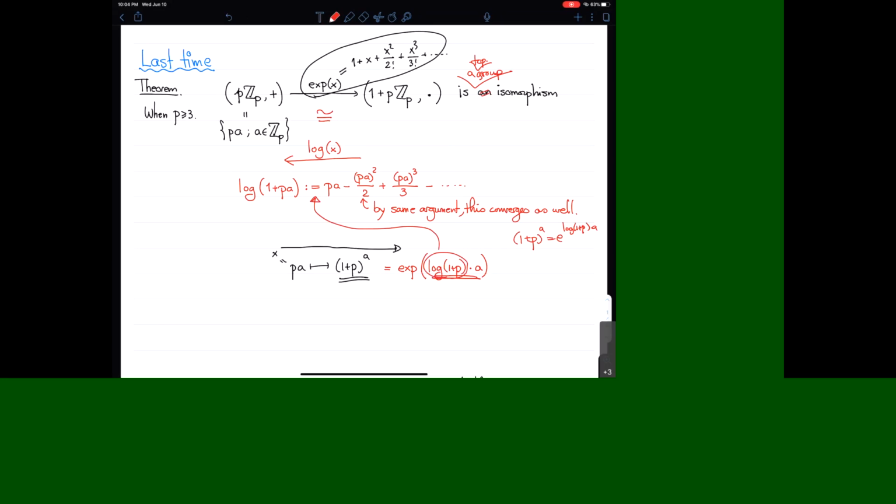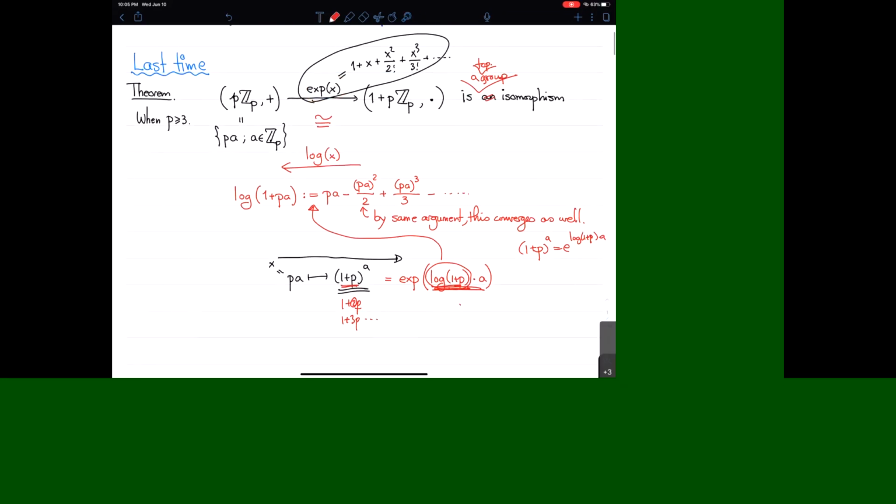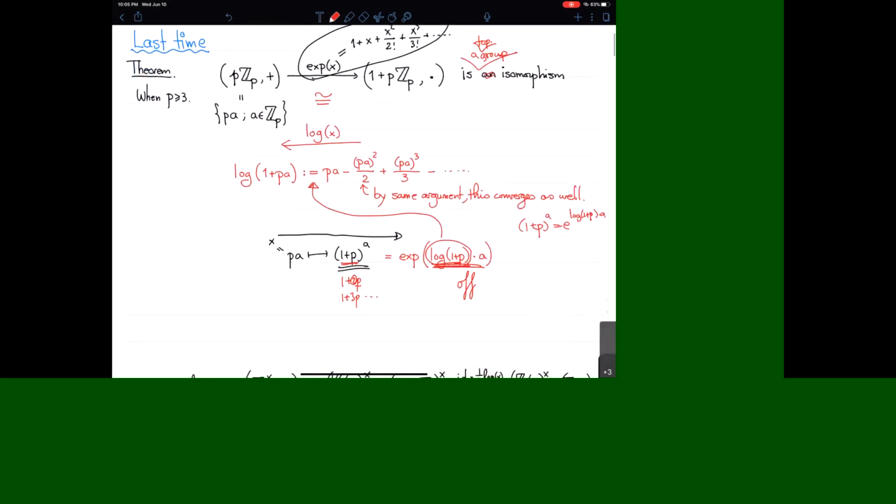In fact, you don't have to take 1 plus p; you can take 1 plus 2p or 1 plus 3p, anything you want. If you take 1 plus p squared, it'll be very different. If you take 1 plus something invertible times p, you essentially get roughly the same thing, off by a multiple of a. If you compare this exponential and this thing here, they're off by some multiple like log of (1 plus p) over p. So these maps are essentially the same up to some small things.